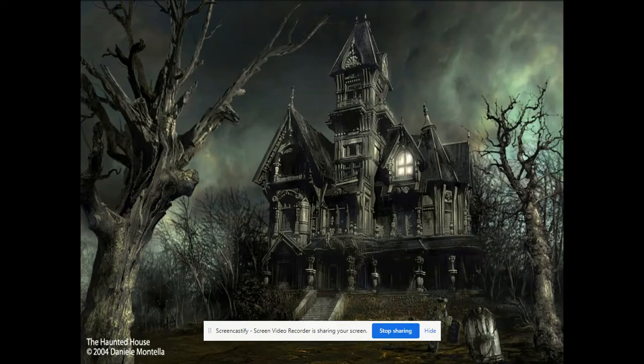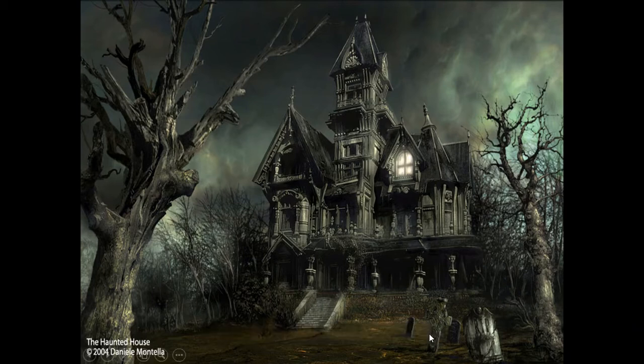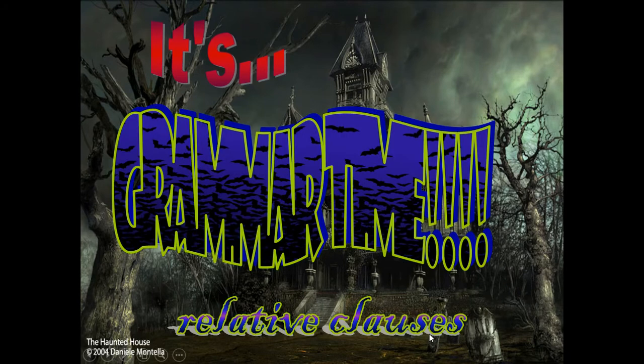Right, normally I give you this wonderful introduction to relative clauses, but I can't do that today. So it's grammar time, relative clauses. And again, no music. Probably the best thing because there's copyright infringements to think about.